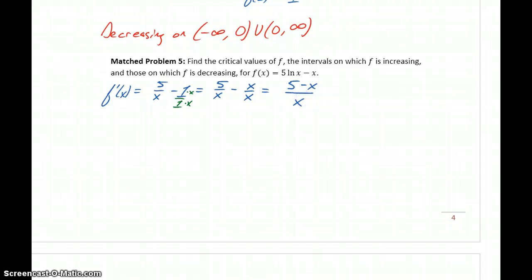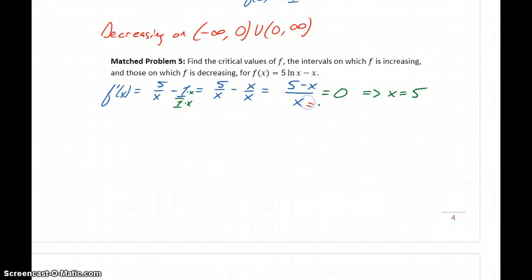So now we have two different types of critical values we need to investigate. The first is where this function itself could be equal to 0. So that's only going to happen if the numerator is equal to 0. So 5 minus x will be equal to 0 only whenever x equals 5. So that's one critical value to consider.